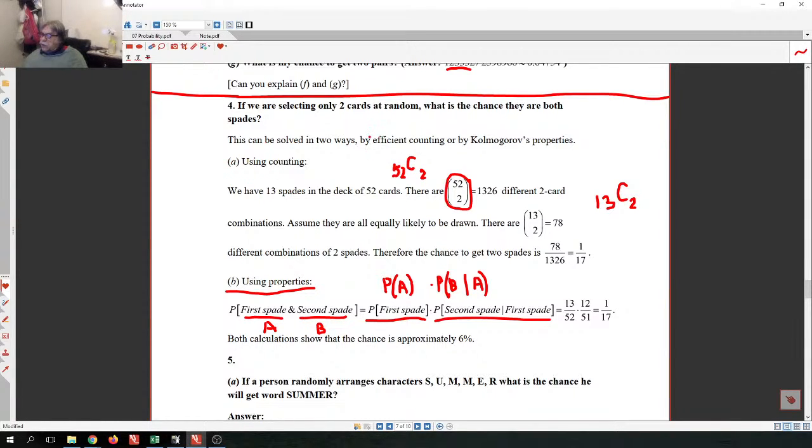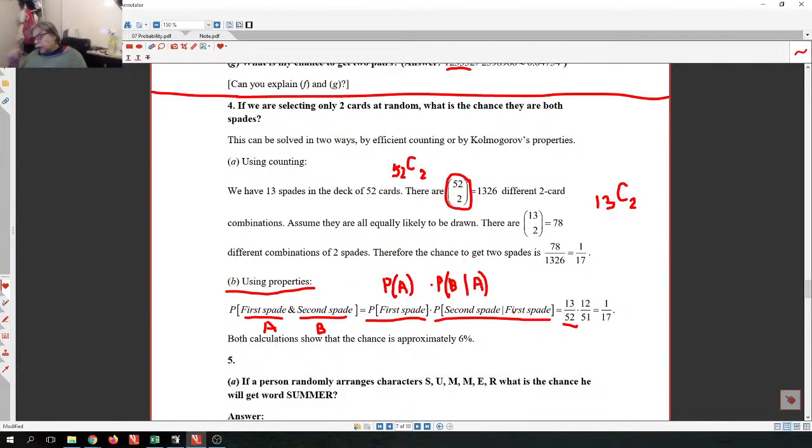Okay? What's the chance you're going to have a first spade? Well, there are 13 spades out of 52, so the chance is 13 out of 52. Which you can also say 1 out of 4, because there's a 1 out of 4 chance to get a spade, to get 4 different suits. Or 13 cards out of 52. Now, that's the first probability. The conditional probability, second spade, once you have a first spade.